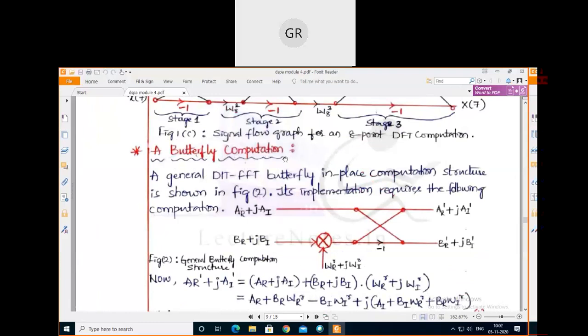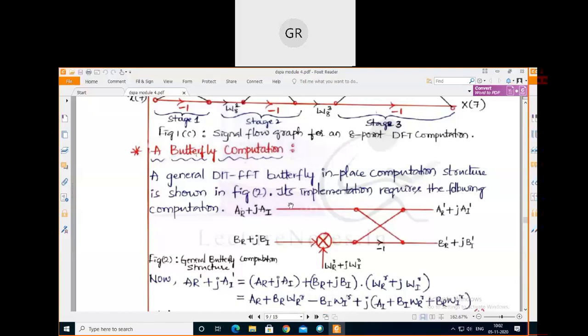Now, a butterfly computation. Below here, a general DIT FFT butterfly. What is meant by DIT FFT? Decimation in time. Fast Fourier transform butterfly in-place computation structure is shown in the figure.